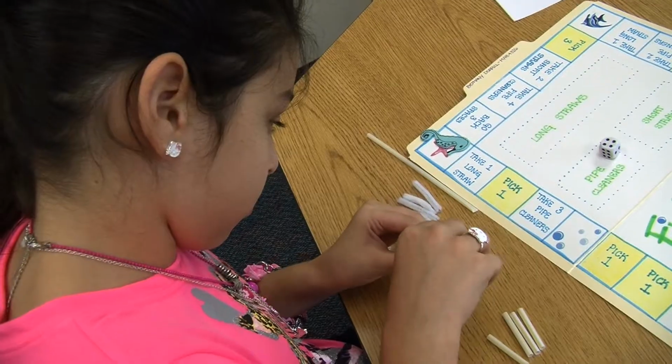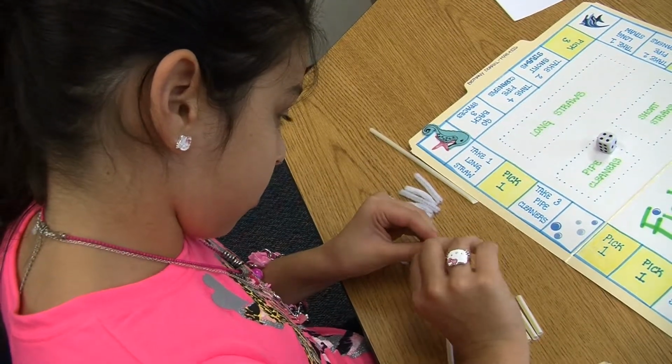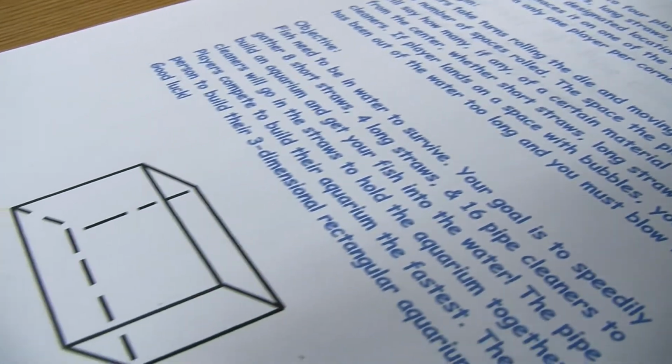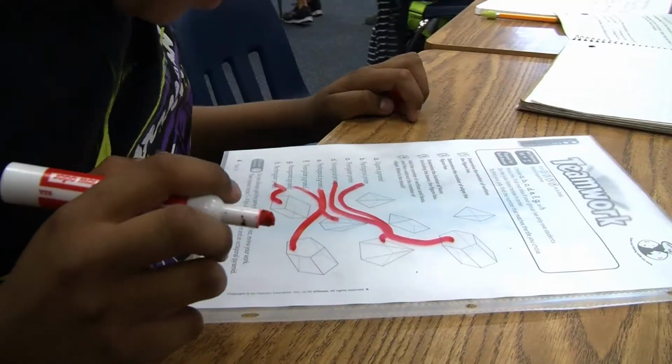Whenever we move, we roll the dice and we move, and it either says pick up or move back, or pick up a certain piece. And then we make a prism out of those shapes, out of the things. We move the things around.